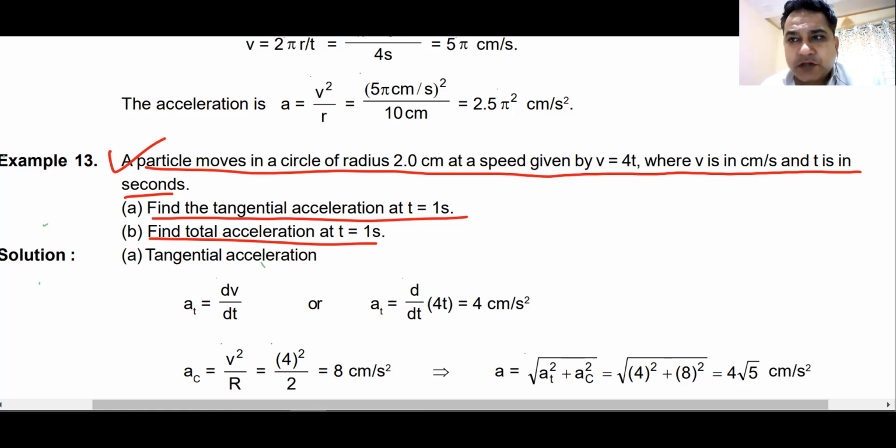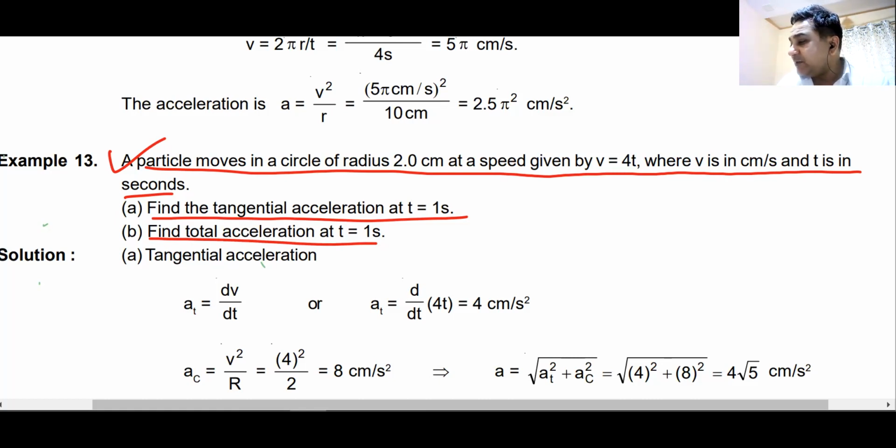Does anyone have the answer for this one? A particle moves in a circle of radius 2 centimeters at a speed given by v is equal to 40. v is in centimeter per second, so your answer will be in centimeter per second square. t is in seconds. Find the tangential acceleration at t is equal to 1. So how do I do it?